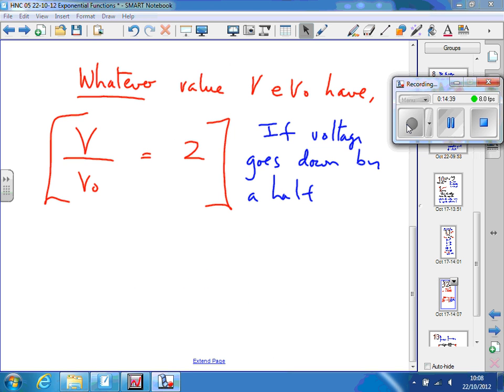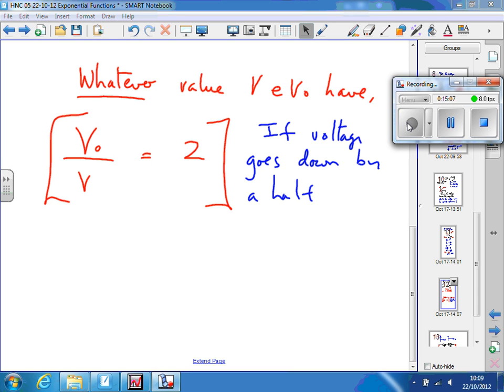The key point in this is that whatever value V and V naught have isn't important, because if it's dropping by a half, whatever this original voltage is, if I divide it by V naught, it's going to be, oh wait a minute, have I got it the wrong way around? Always, yeah. If we're trying to find the time for the voltage to drop to a half, then V naught over V is always going to be 2, always.